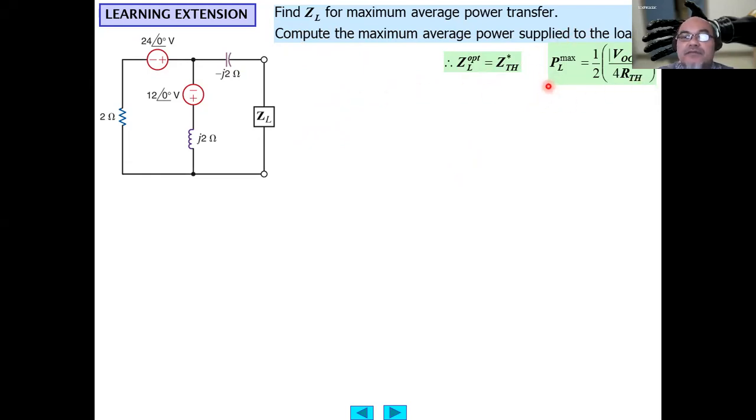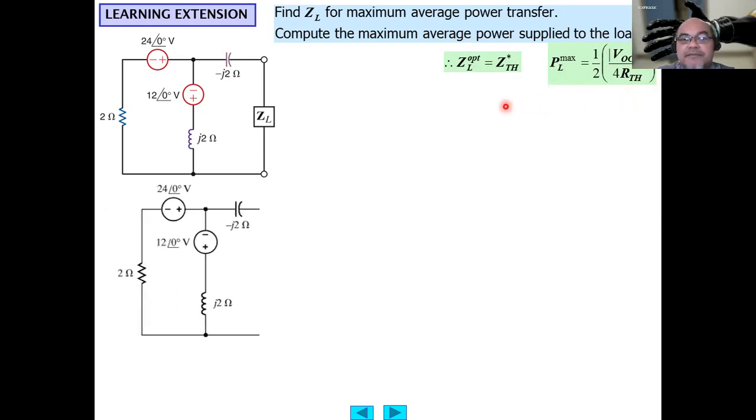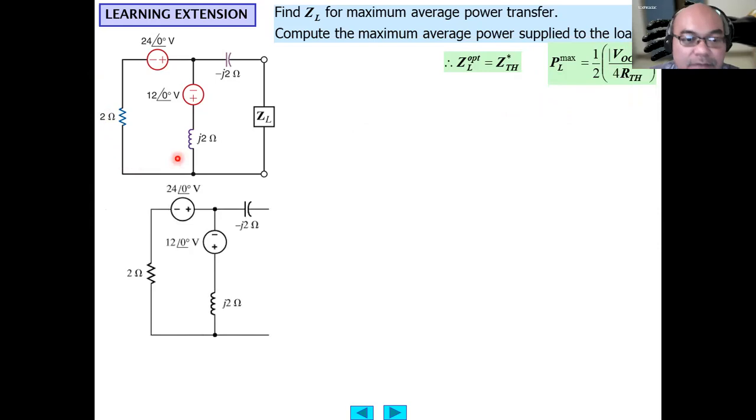PL max will be equal to half of the VOC, the open circuit voltage of the Thevenin equivalent circuit at the terminals of the load, squared, divided by 4 times the RTH, the real part of the Thevenin equivalent impedance. Okay, so when the load is taken out, this is what we have. So we have to calculate the Thevenin equivalent impedance first, and the VOC.